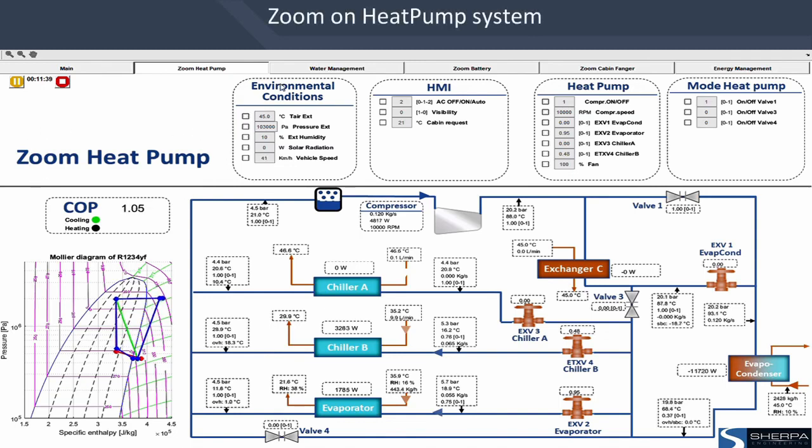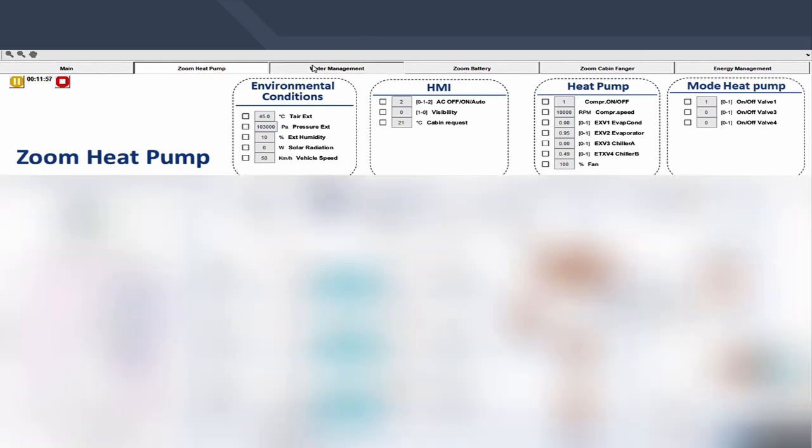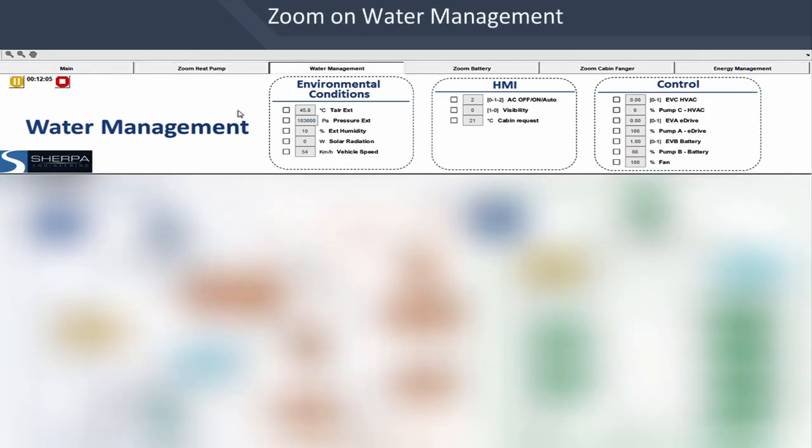The next one depicts the heat pump in more detail, along with its relevant environmental conditions and system parameters. The next one is a zoom of sorts on the water management system. It gives a more detailed view of this model's three different water circuits.